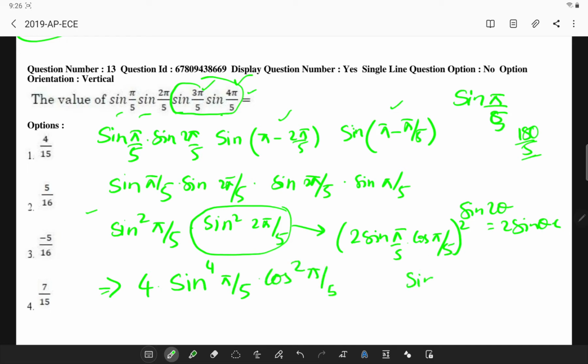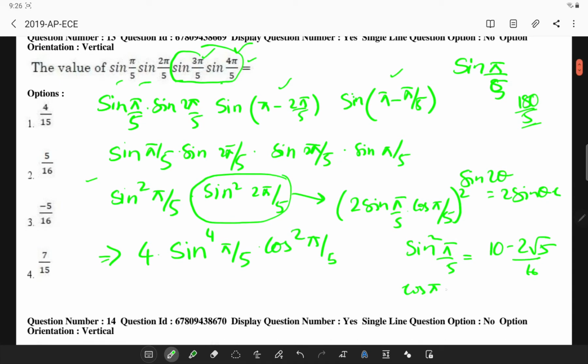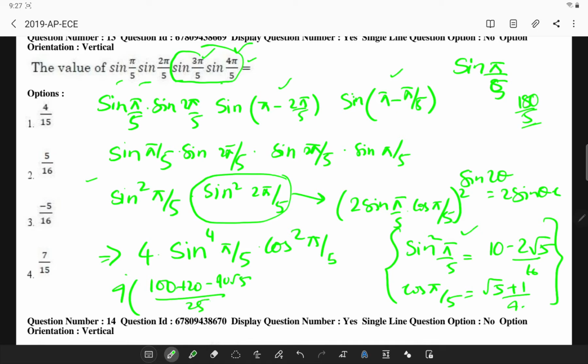But if you remember, sine square of pi by 5 is nothing but 10 minus 2 root 5 by 16, and cos pi by 5 is root 5 plus 1 by 4. So these values students have to keep in mind. So I can simply write 4 into, I have to again square this, so 100 plus 20 minus 40 root 5 divided by 256 into 6 plus 2 root 5 by 16, squaring this. So I'll be getting 5 by 16.